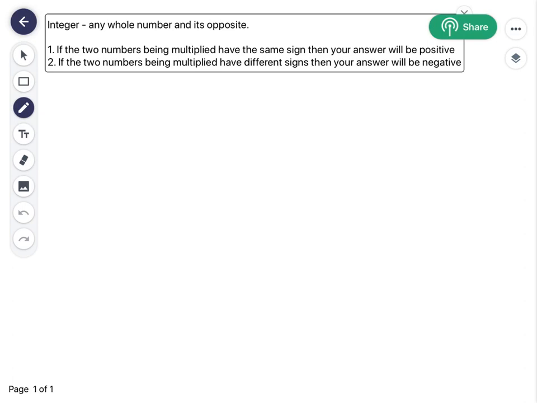When we think about multiplying integers, there are two rules that we have to follow, and I've put them up in that box on the top. The first rule is that if the two numbers being multiplied have the same sign, then your answer will be positive. Let's write that out in kind of a picture. A positive times a positive is a positive. A negative times a negative is also a positive. That's the first rule.